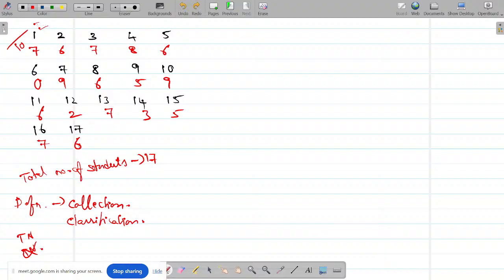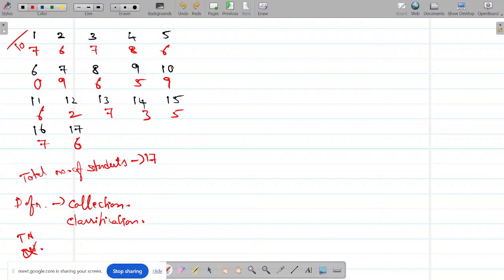If I talk about students who have secured less than 5, they are okay students. 5 to 8 are average students. Above 8 are good. That is the classification called quantitative classification. But again, my intention is to do the quantitative.